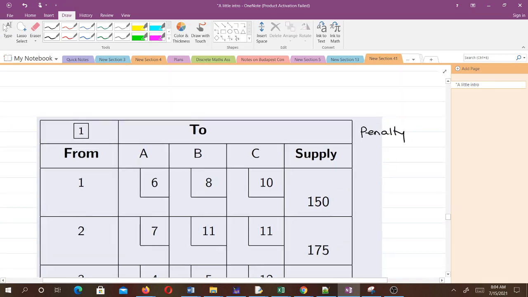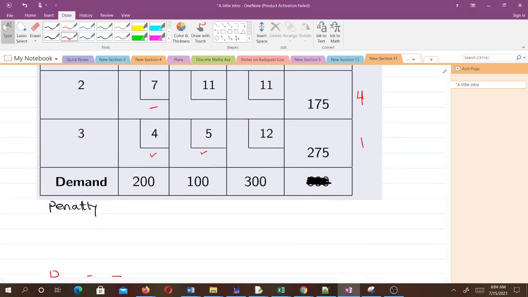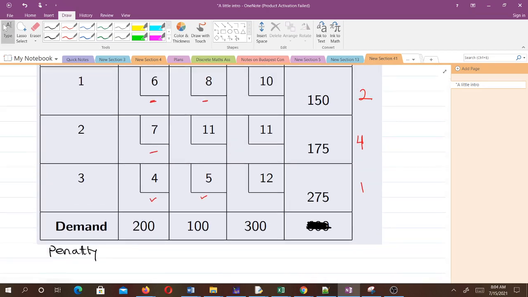When it comes to the first row, what is the least cost here? 6. The next one is what? 8. What is 8 minus 6? 2. So the penalty here will be 2. When it comes here, the least is 7. The next one is 11, right? So 11 minus 7 is 4. When it comes here, 4, the next one is 5. 5 minus 4 is 1. That's the penalty.